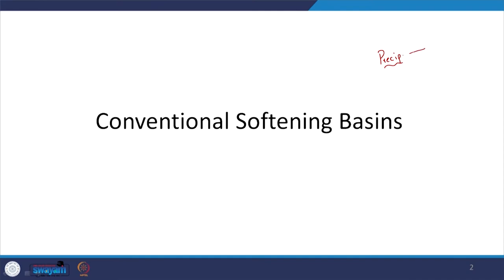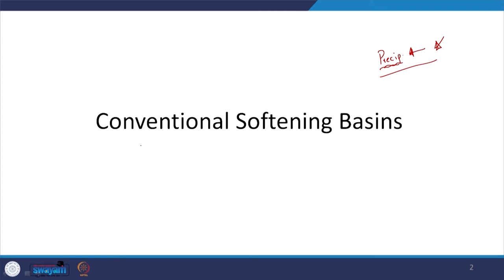Why I mention this now is that after we finish discussing lime soda softening, we will move on to another aspect. There the principle is going to be different. So we have to just understand the principle here. Here we are trying to remove calcium and magnesium by precipitation.